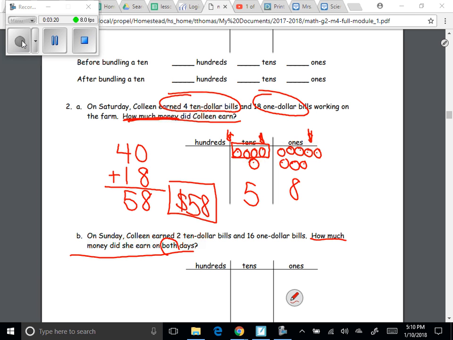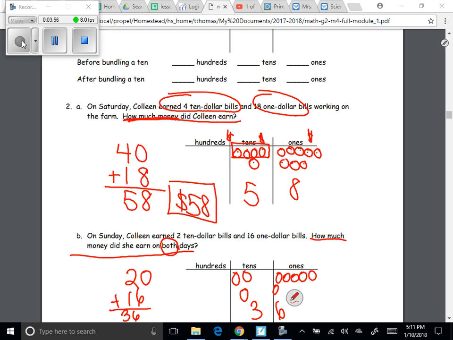I'm going to circle the word both because that's key. I'm not just going to add up what she earned today, on Sunday, but also what she earned yesterday because they want both days. So again, I'm going to draw my two $10 bills, which represents the number 20, which is 2 tens and 0 ones. And then 16, which is 1 ten and 6 ones. So then I'm going to add it all up together. Plus 16. She has 6, and then she has 3 tens, 36.